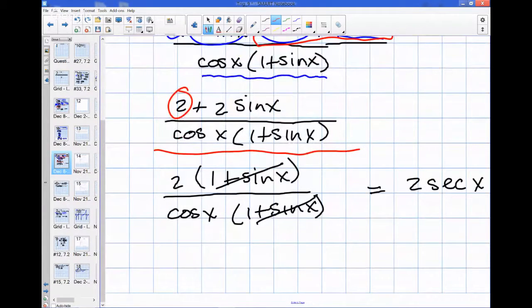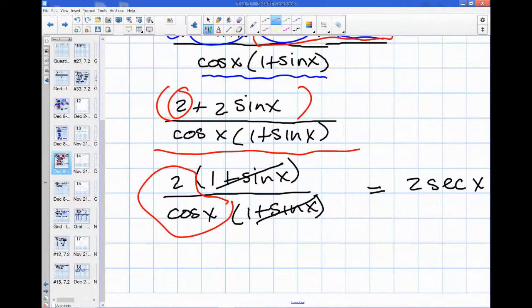I've factored a 2 out of the top. Do you see how this thing right here has a 2 in both terms? So I pulled a 2 out. 2 times the quantity, 1 plus sine. Why did I do that? Oh, because there's a 1 plus sine x factor in the bottom too, and they can cancel. Cool. So now I'm just down to this.